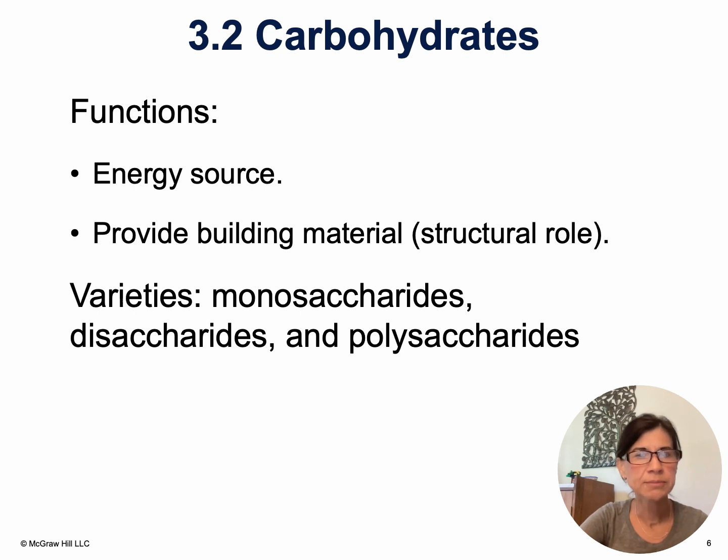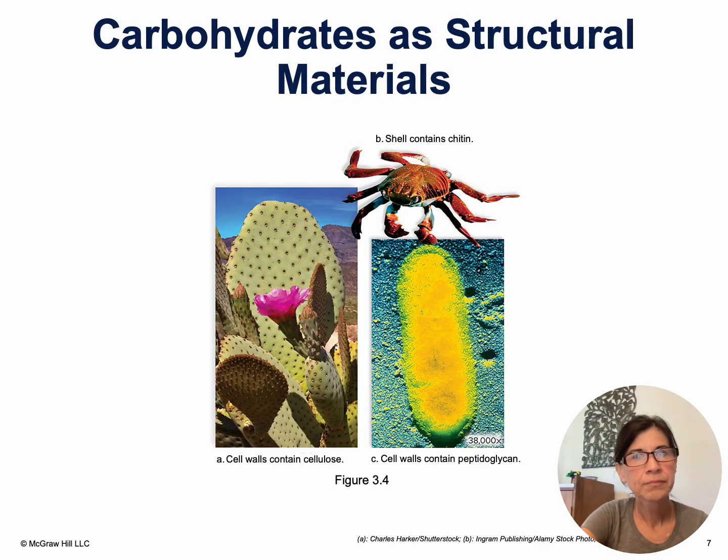There are many different types of carbohydrates. There's the monosaccharide, that building block, the little sugar, and that can join to make di. Di means two sugars combined, a disaccharide, like table sugar. And then many of those monosaccharides can join to make polysaccharides.